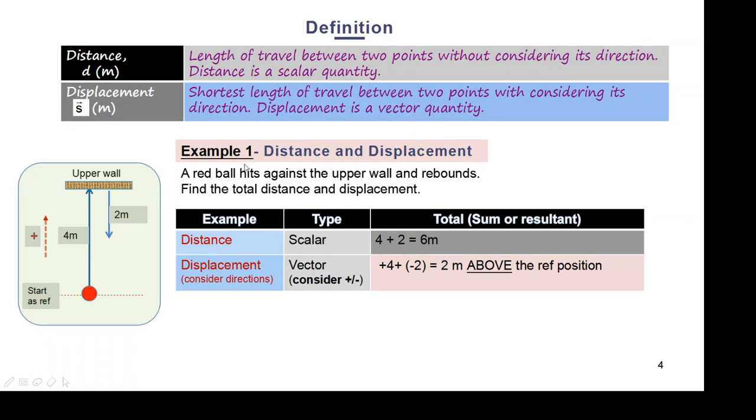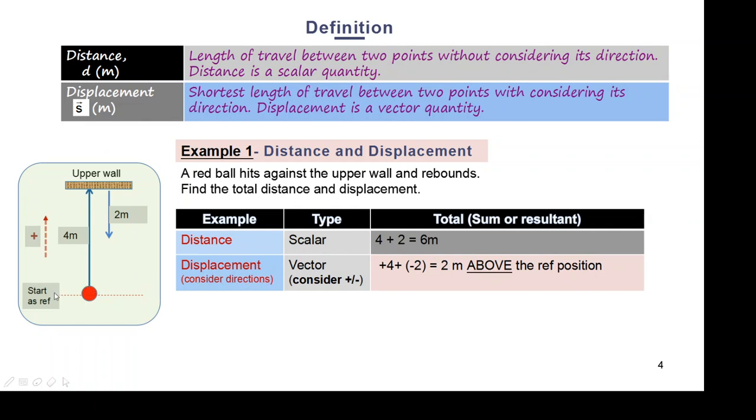Now, you look at the examples. In these diagrams, a red ball hits against the upper wall and rebounds. Find the total distance and displacement. In terms of scalar, we do not need to consider the direction, so we can add the value directly, 4 meters plus 2 meters. But in terms of displacement, we need to consider direction.